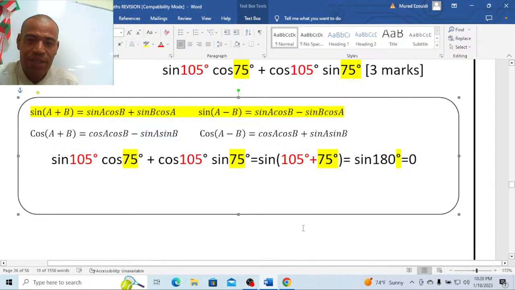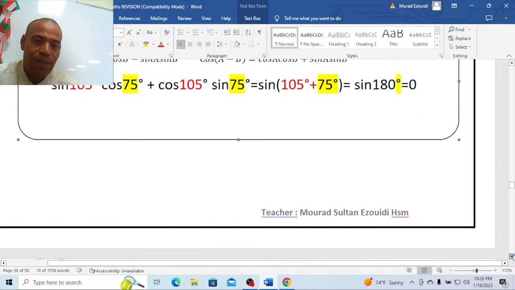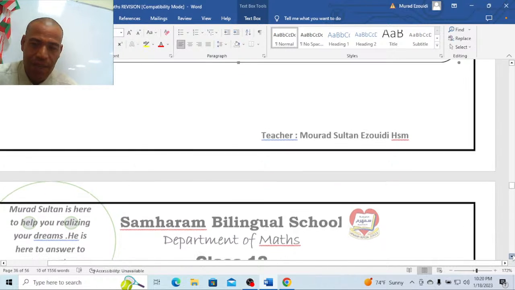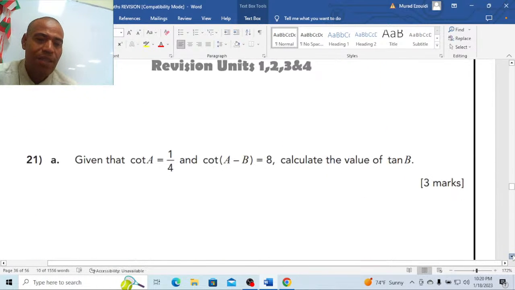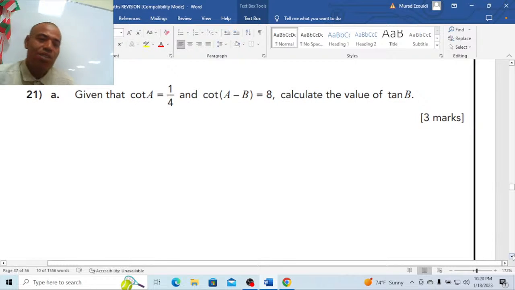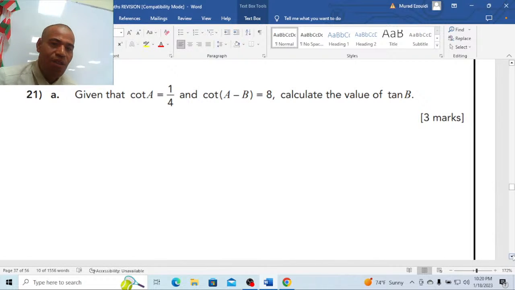The next question, learners, I told you that I'm going to make a copy of this where I should show my work. The second question, learners, I'm going back slowly, step by step, slowly, Mr. Murad, like that. The question here: given that cotangent of A is 1/4, and cotangent of A minus B is 8, calculate the value of tangent of B.